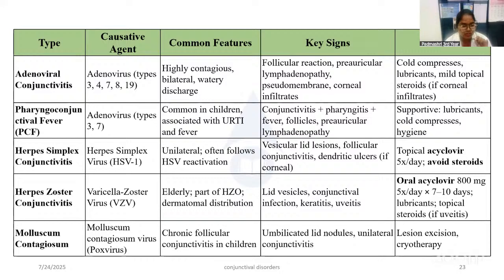Molluscum contagiosum. It is caused by pox virus, and its common features are chronic follicular conjunctivitis in children. Key signs are umbilicated lid nodules and unilateral conjunctivitis. Treatment is lesion excision or cryotherapy.